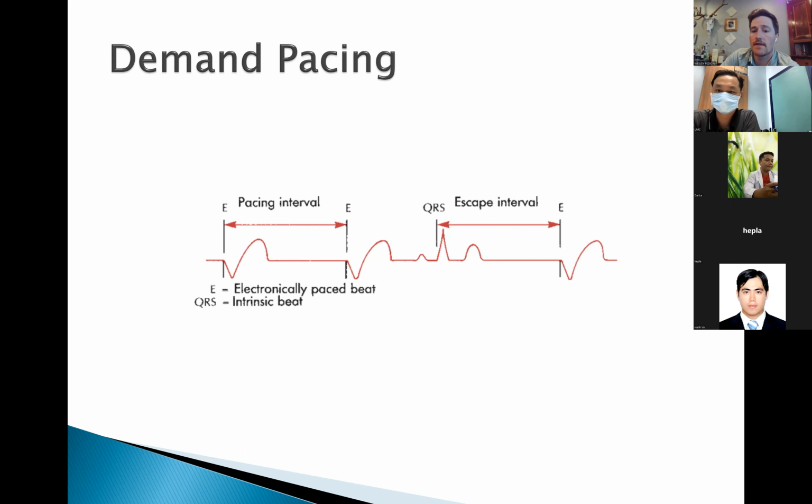So we have the pacing interval, and then we have an escape interval. The pacing interval is basically when the pacemaker delivers the impulse to generate a QRS. And then the escape interval is the time frame in between where a native beat may appear. The native beat will be different in appearance to the pacing beat. So in here, we see a wide QRS during the pacing interval. And then during the escape interval, if there was a native beat, then we have a more narrow QRS. And usually that QRS will have a different positivity or negativity than the pacer.